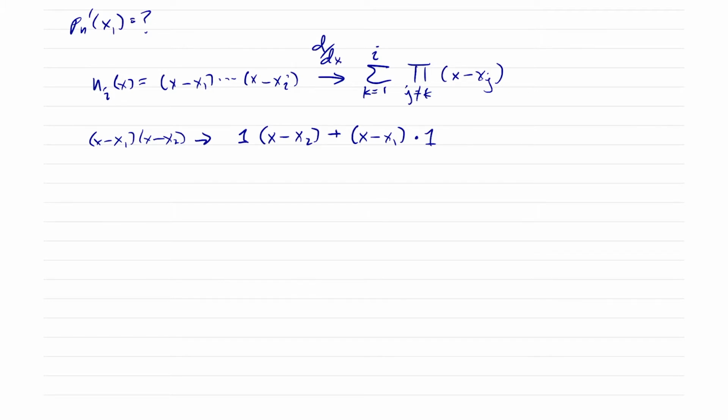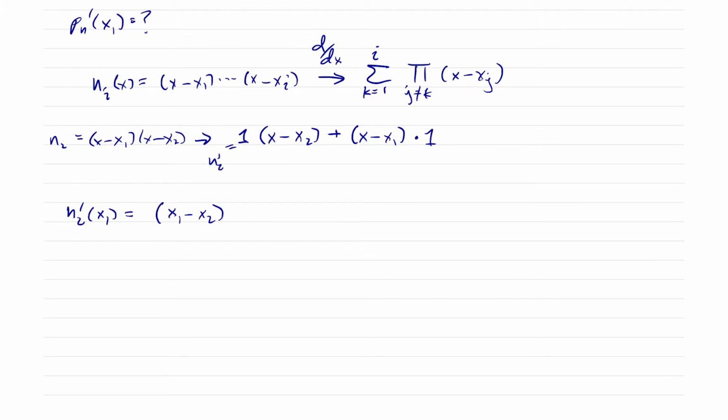Now here, this specifically was n2, and this here now is n2 prime, just as an example. Okay. So then you can say, well, let's see what happens if I take a look at n2 prime at x1. Well, this term vanishes, right? And so the only term that sticks around was that one.